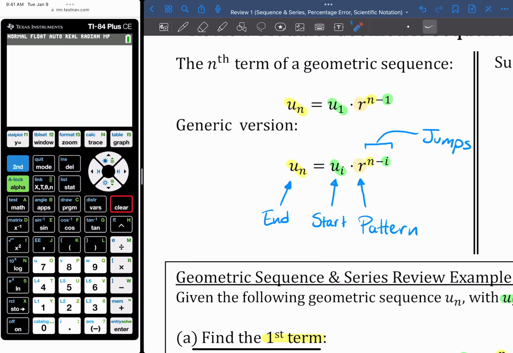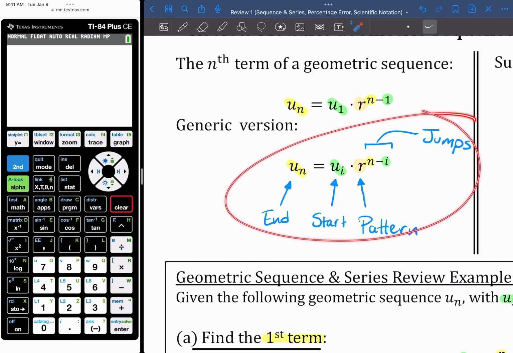So these are the two formulas. This right here is the basic one. This is the one that you're going to get on the test. But I think the generic version is a little bit better with only one small change to it. Diving into it, here's the first term. We're going to apply the pattern n minus 1 times. So we can find any term if we know the first term, and we just need to know how many times we're going to multiply r. So that's the basic version.